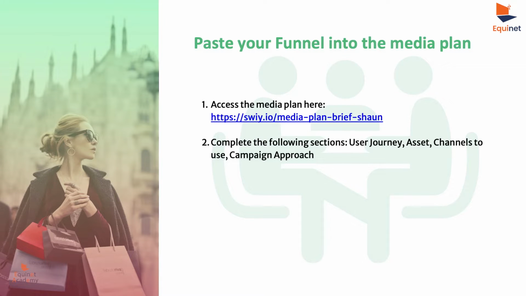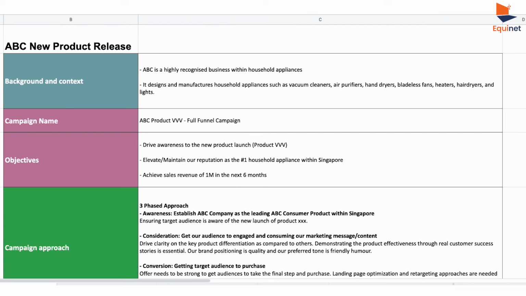A media plan is a document that outlines your entire advertising strategy. I would recommend filling this out as we go through the course to fully understand how to conduct a digital advertising campaign. Here's an example of a media plan. There are quite a few sections to be filled, so don't worry, I will be going through what's needed for each point. Firstly, we have our background and context.